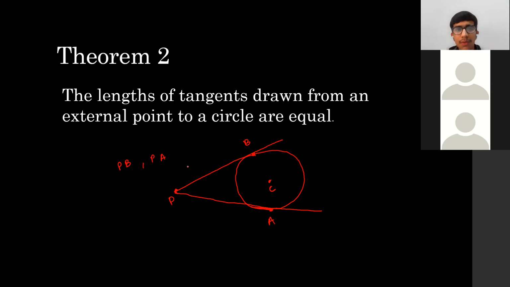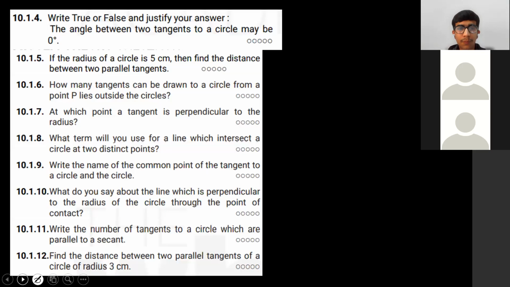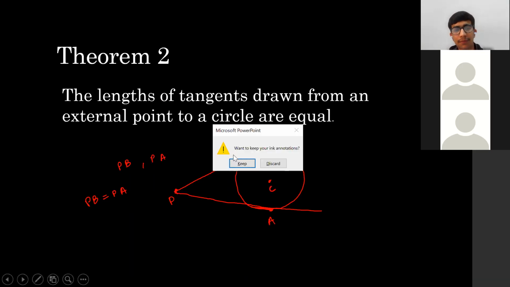So what is theorem 2 saying? That the lengths of these two tangents will be equal. So the theorem has said it, but sir, prove it and show us how these two tangents will be equal. So let's prove it as well. Give me a second, I'll have to add a slide.